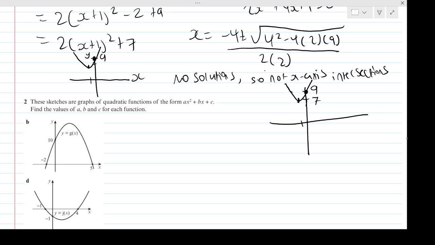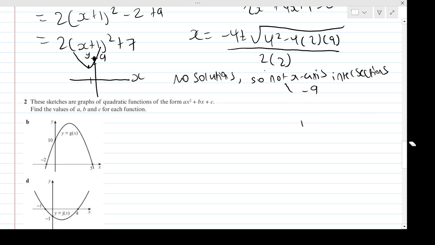Cool. So hopefully you start to see a recipe of what we're going to do each time, right? We complete the square, find the turning point. You look at the shape, if it's smiley or frowny, by looking at the sign of the x squared coefficient. Then you find the x and the y-axis intersections by setting x and y equal to 0. Okay, cool.